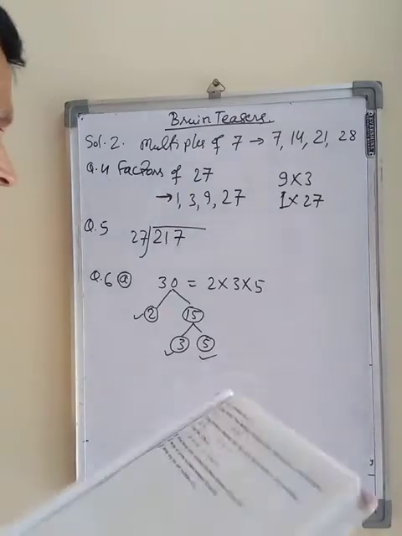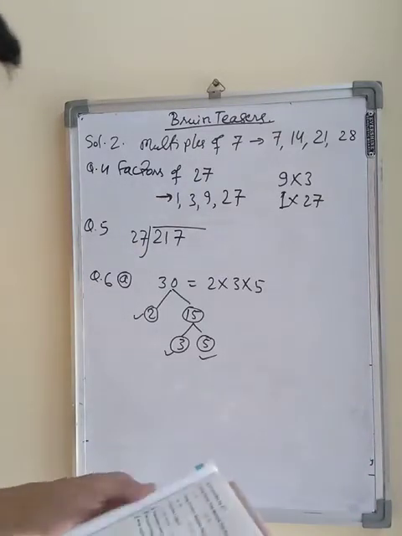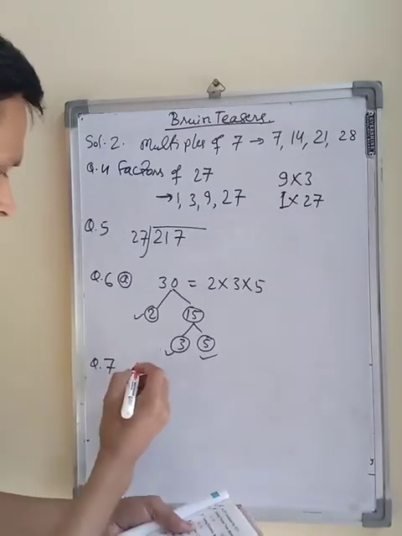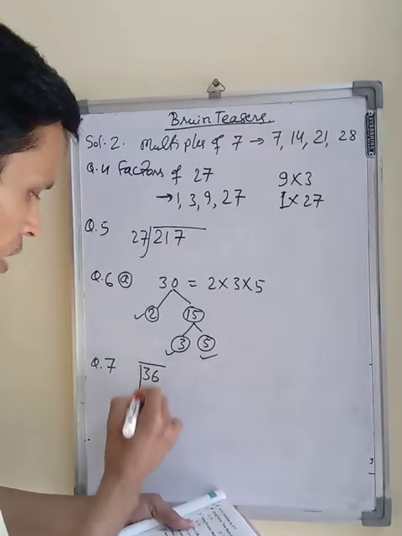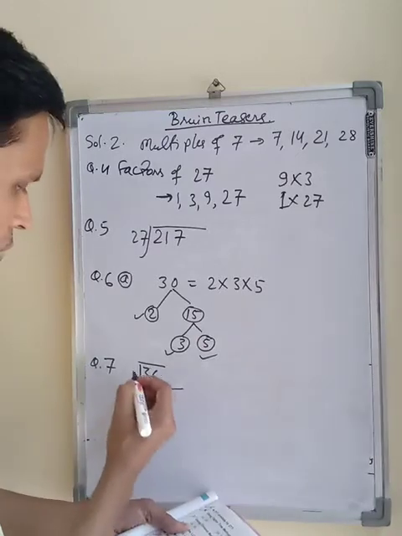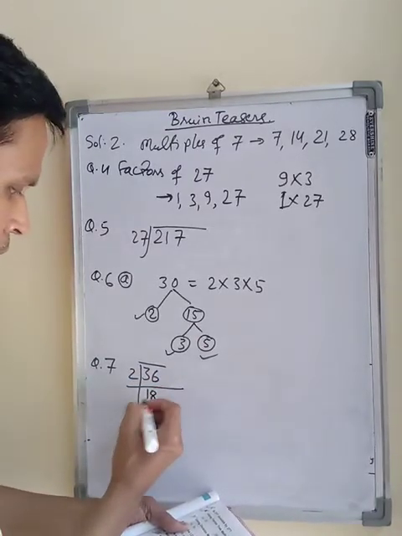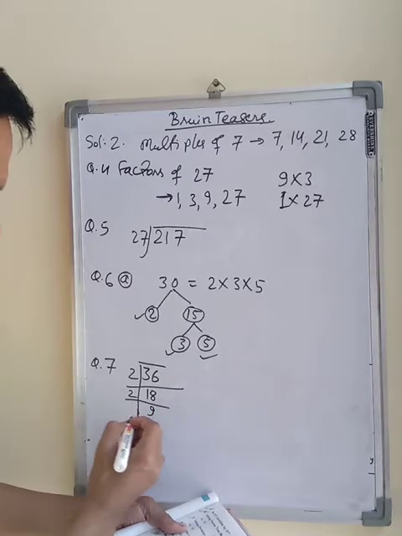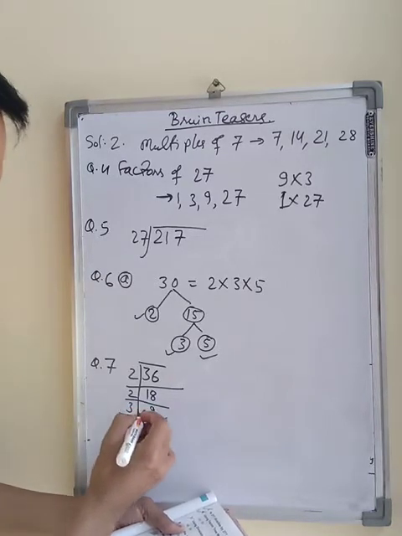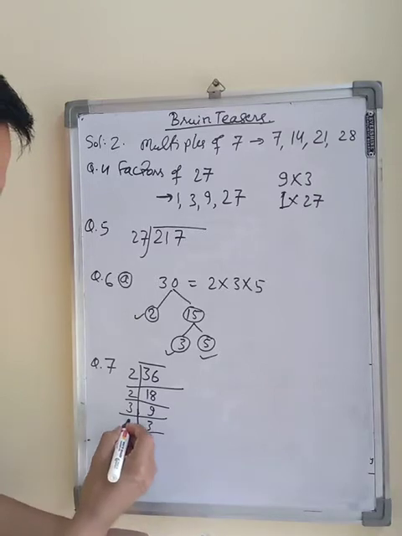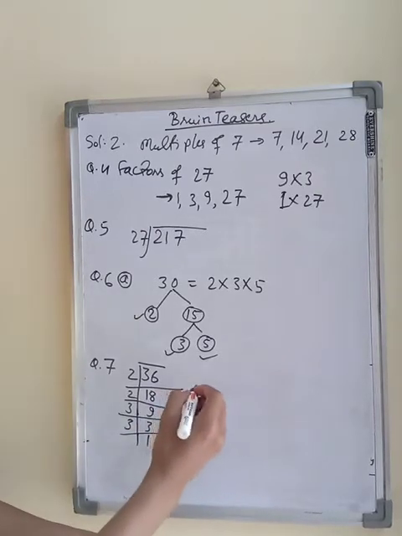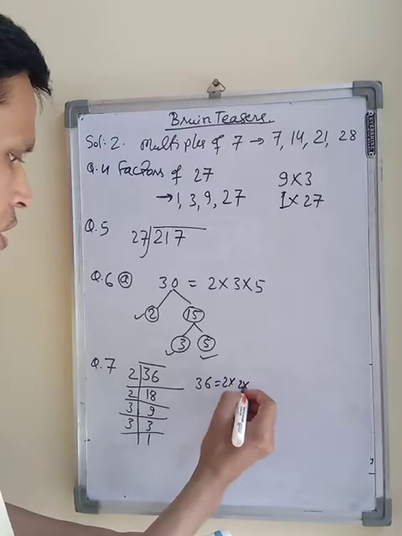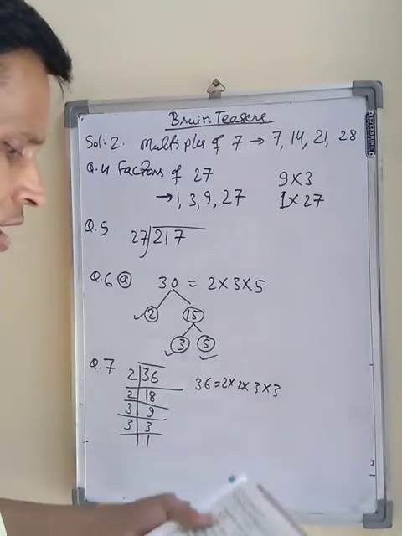Question number 7, using the division method. Division method means starting, 36 divided by 2, divided by 2. So this is 9, divided by 3 and divided by 3. So 36 is equal to what can we write? 2 into 2 into 3 into 3. So this is the answer.